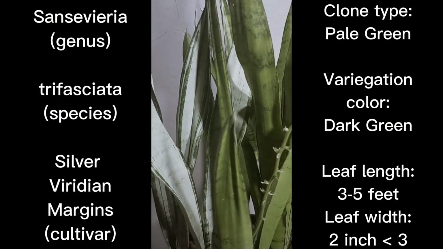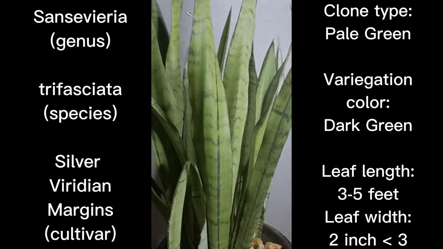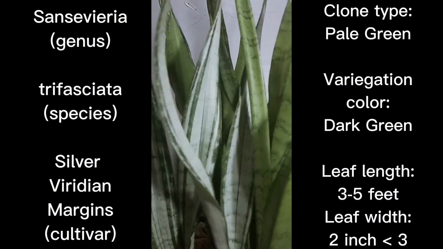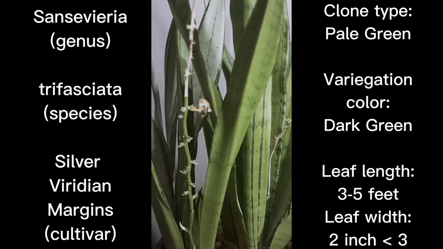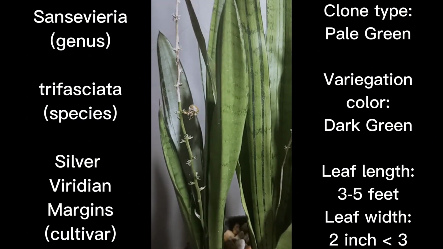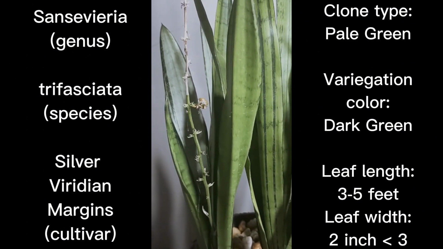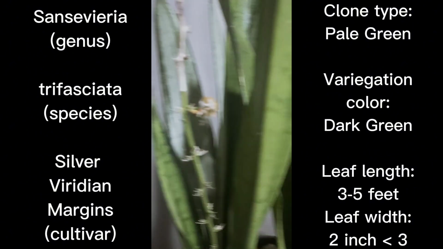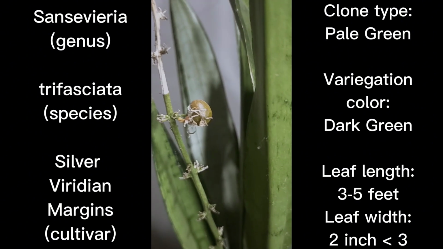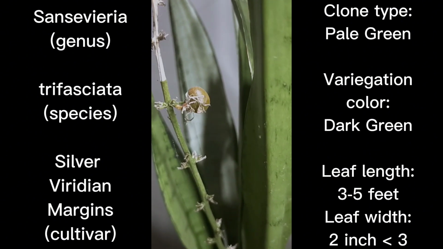So what I'm showing you right now is the whole clump of Sansevieria trifasciata Silver Viridian Margins. And by the way, I was able to pollinate it. I did show you the inflorescence, the budding stages, the blooming stages, and what I'm about to show you right now is how the berries, or the fruit, of the trifasciata species look like.